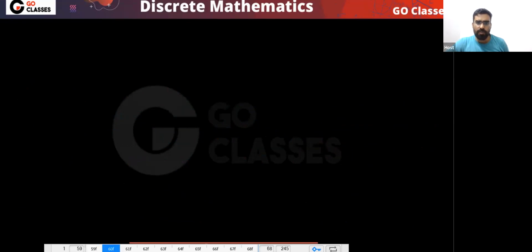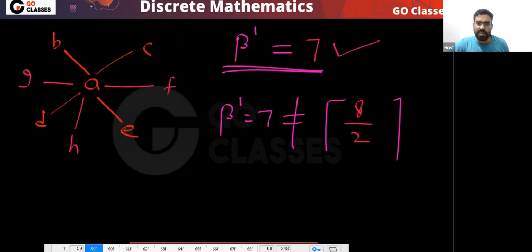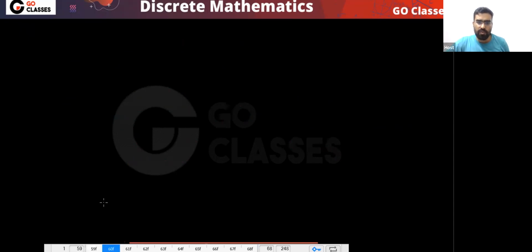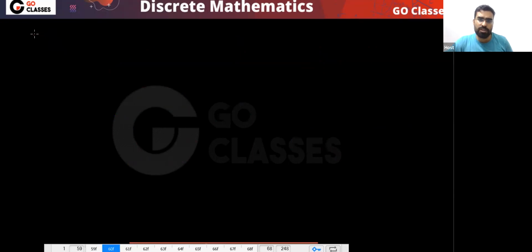Okay. What about this question? True or false? Does there exist a connected graph whose minimum vertex cover is V? Like, can you create a graph whose minimum vertex cover is V? What is the size of the minimum vertex cover, like in the worst case? Can you create a graph whose minimum vertex cover is V, meaning all the vertices you have to take? Is it possible? This is my question.